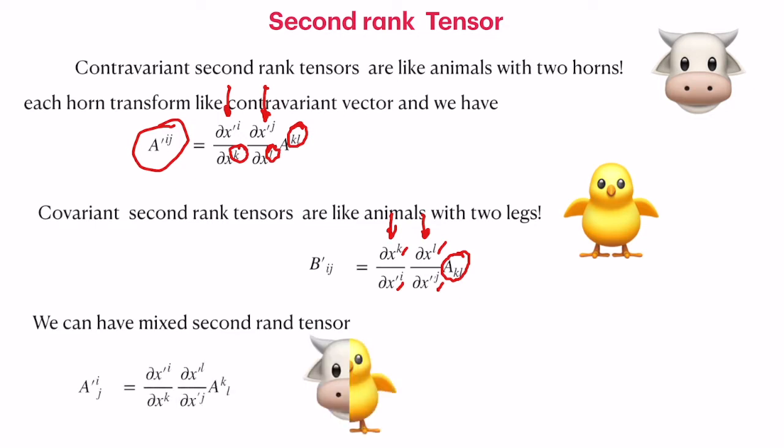It is like an animal having one leg and one horn, but mathematically it is not so strange to build such things with various indices. So a mixed contravariant and covariant second rank tensor will have one contravariant transformation and one covariant transformation, following the rule for a covariant vector and a contravariant vector. Two units of them make it a second rank tensor.